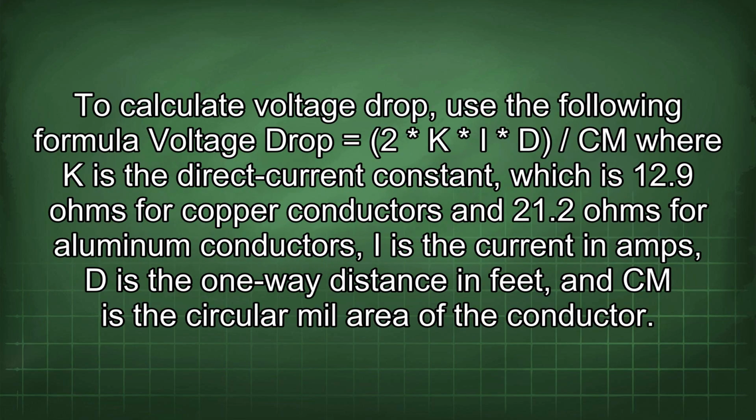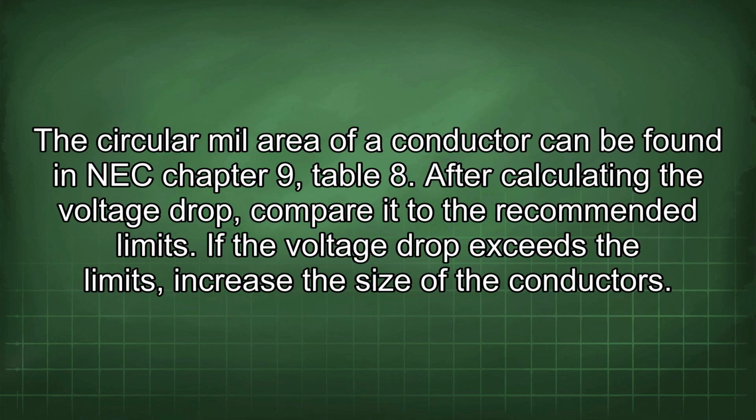To calculate voltage drop, use the following formula: voltage drop equals 2 * K * I * D / CM, where K is the direct current constant, which is 12.9 ohms for copper conductors and 21.2 ohms for aluminum conductors. I is the current in amps, D is the one-way distance in feet, and CM is the circular mil area of the conductor. The circular mil area of a conductor can be found in NEC Chapter 9, Table 8. After calculating the voltage drop, compare it to the recommended limits. If the voltage drop exceeds the limits, increase the size of the conductors.